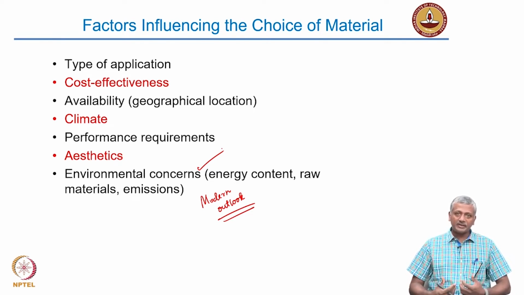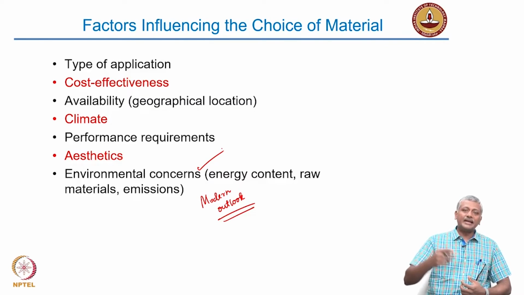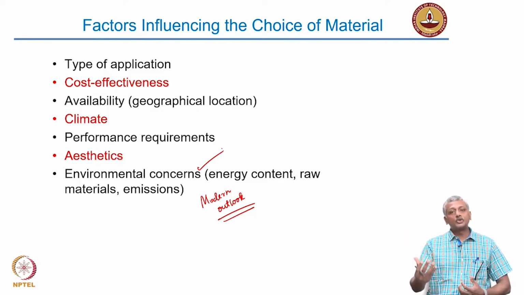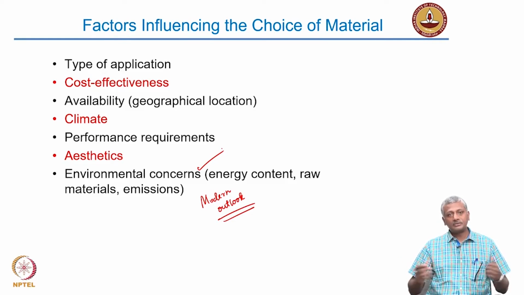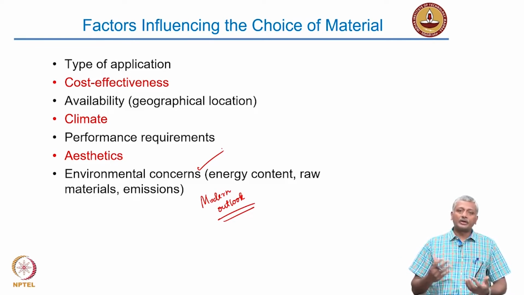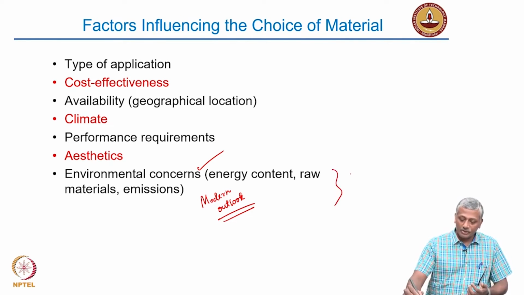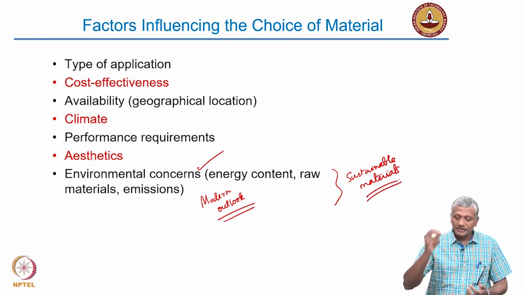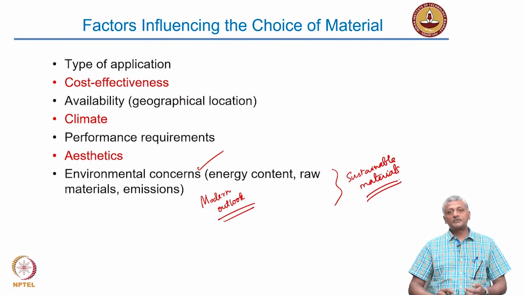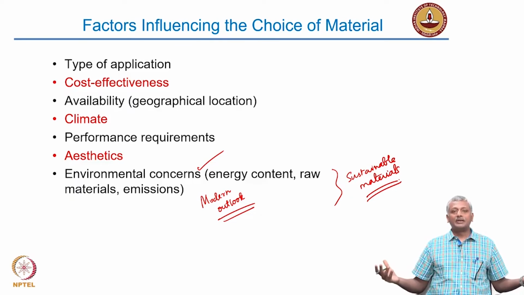This means that we choose materials which have the least amount of net carbon dioxide emissions, which consume the least energy to manufacture and to serve, and which work for the longest period of time. In other words, we want to make a choice of sustainable materials. That means we choose materials in such a way that we lead to a net sustainable ecosystem. Low energy consumption, low amount of carbon dioxide emission, longevity of the structure.